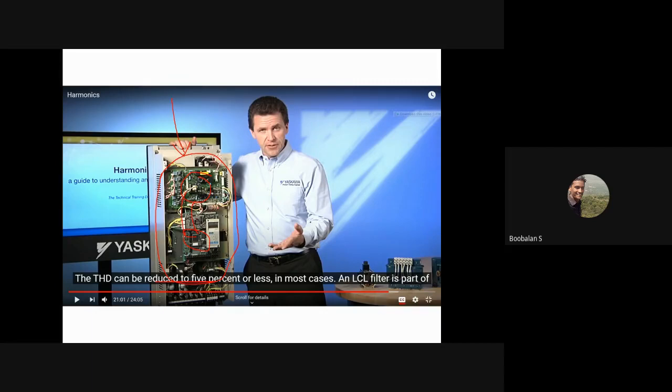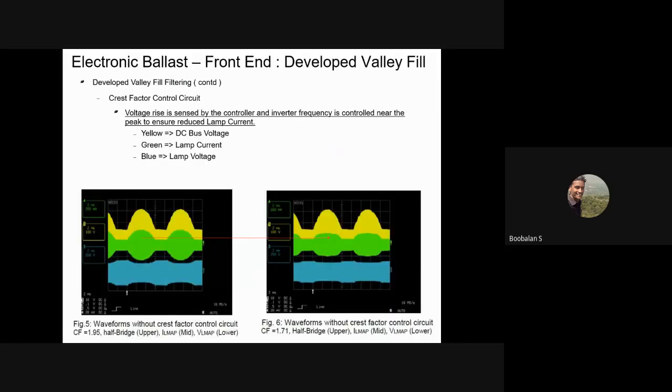By using this shunt active filter, you could reduce your THD level to below 5%, or less than 5%. So this is a hardware example from Yaskawa company, right? And now I'm just going to show you a small video about harmonics level. One second.